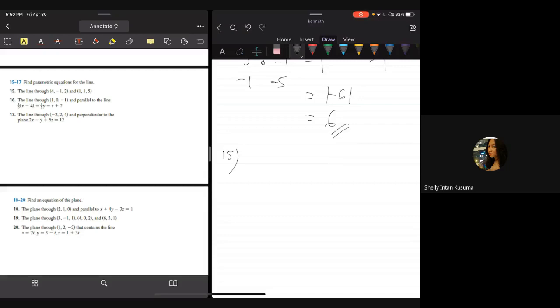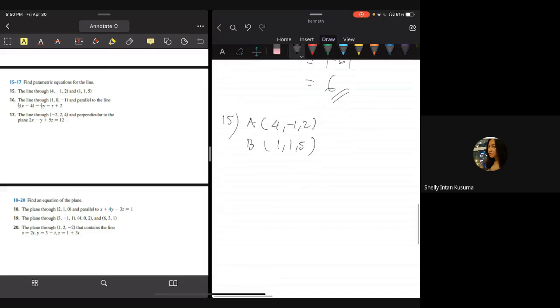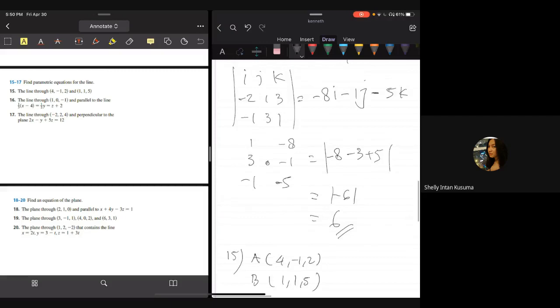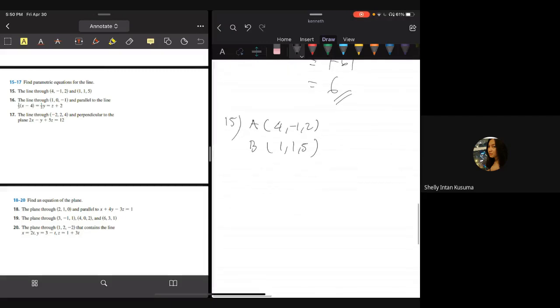So for this one we only get 2 points, number 15. So point A, 4, minus 1, 2, and point B, 1, 1, and 5. So first we have to find the direction vector for this equation. So we can just use B minus A, or vector AB, which is equal to minus 3, 2, and 3. Okay.